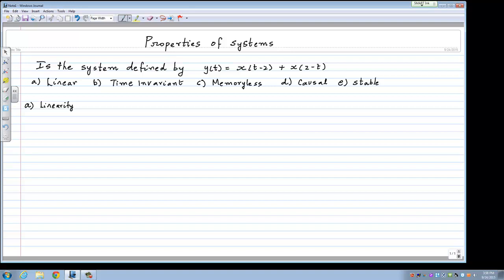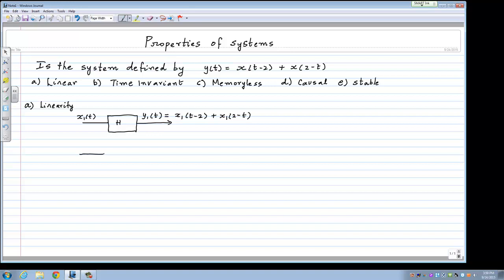So to see whether a system is linear or not, what we have to do is this. We have to consider three inputs to the system, right? So first, let's consider an input x1 of t to the system, and let's assume that the output from the system is y1 of t. But the input-output relationship for the system tells you that y1 of t is nothing but x1 of t minus 2 plus x1 of 2 minus t. Does that make sense? Okay.